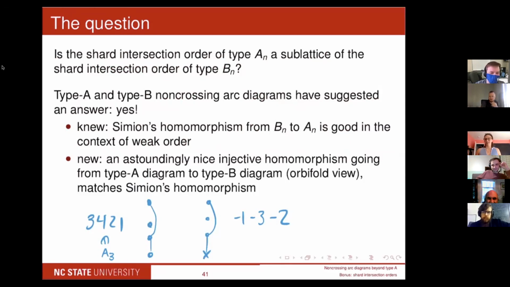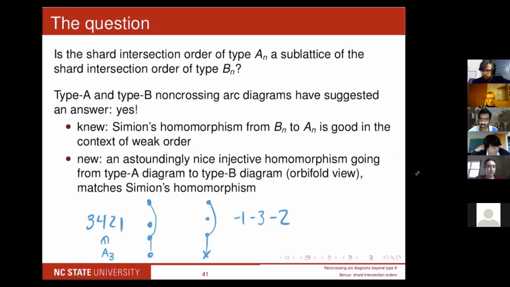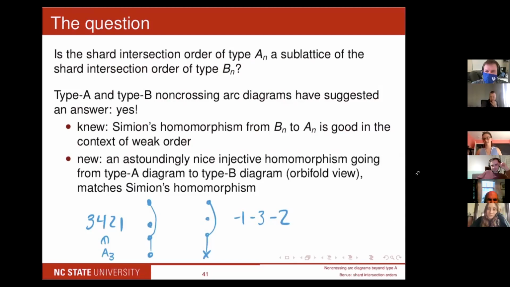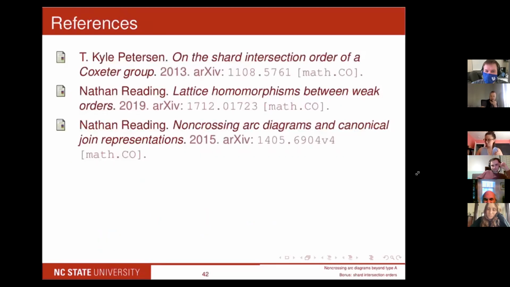Other questions? I have a question. What is the origin of the concept, the non-crossing arc diagram? Who first came up with it, and where did some of the motivations come from? Remind me who first came up with it.